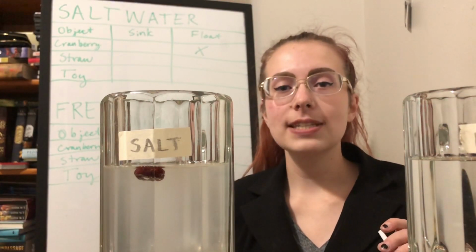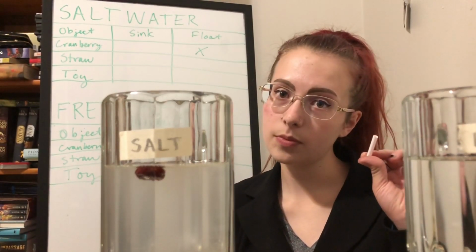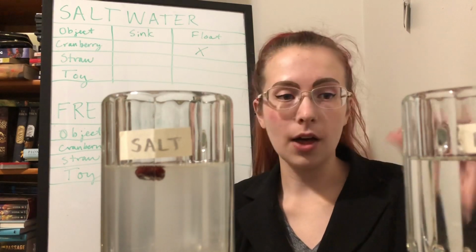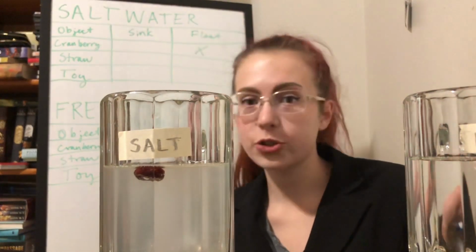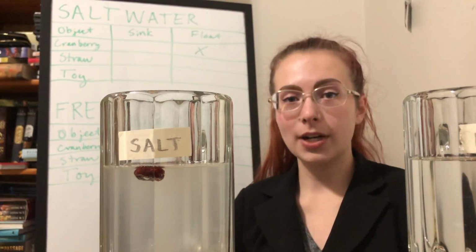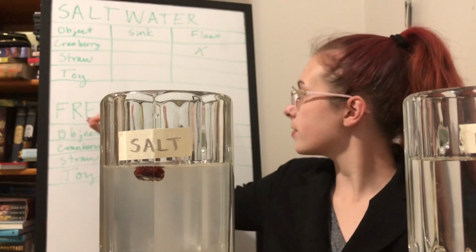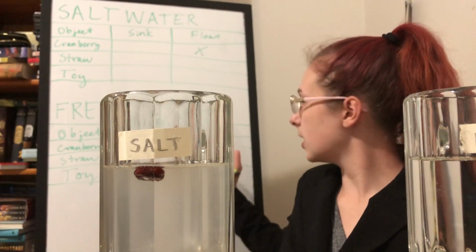All right, now it's time for our second object, the straw. So let's test it out in the fresh water first. Do you think it's going to sink or float? All right, let's see. Oh, would you look at that? The straw floats right at the top of the fresh water. So we'll take our marker and we'll turn to our graph, fresh water. The object is the straw and it floated.